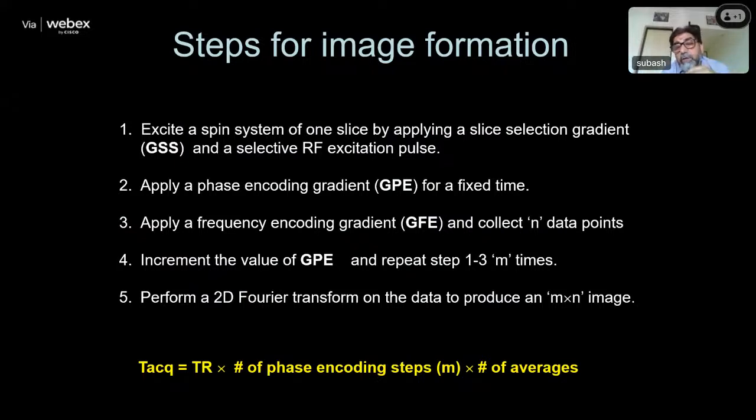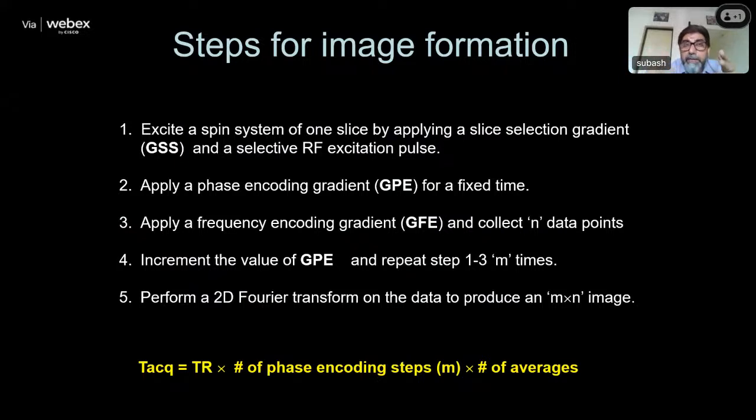Then there's one more term which is called number of averages. NMR is a comparatively low sensitivity technique. So many times when the signal to noise ratio is not appropriate, we repeat the experiment again and again. But most of the imaging experiments are done with one average.